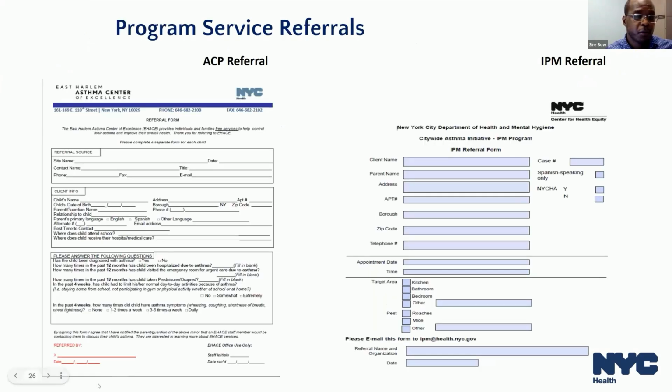This is essentially our referral forms: our asthma counselor program, or ACP, referral form, and then our integrated pest management, or IPM, referral form. Each program is separate. If you're part of the ACP, the social workers can take care of everything, including an IPM referral. But if you don't need the ACP program and you just want the IPM intervention, that's also totally fine. You could just fill out the IPM referral, so long as you're eligible based on the criteria shared, and we can work with the vendor to schedule them to take care of the problems you have.